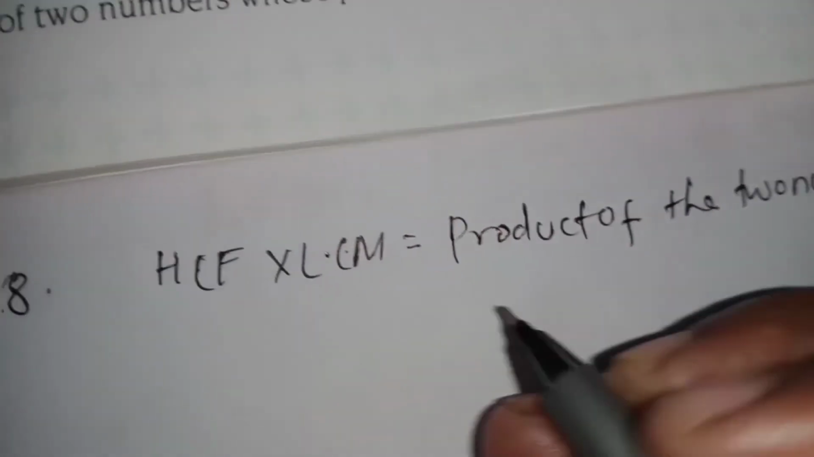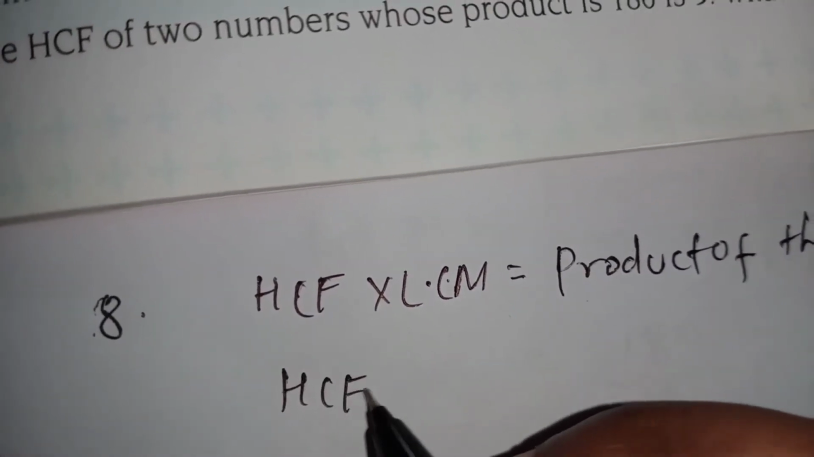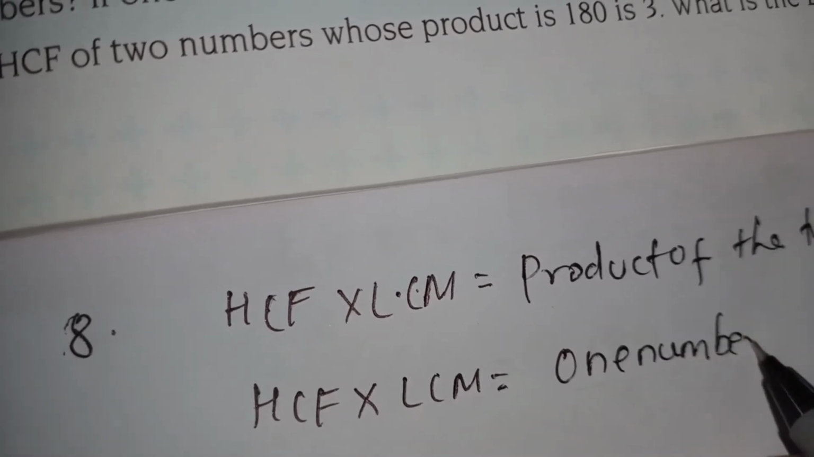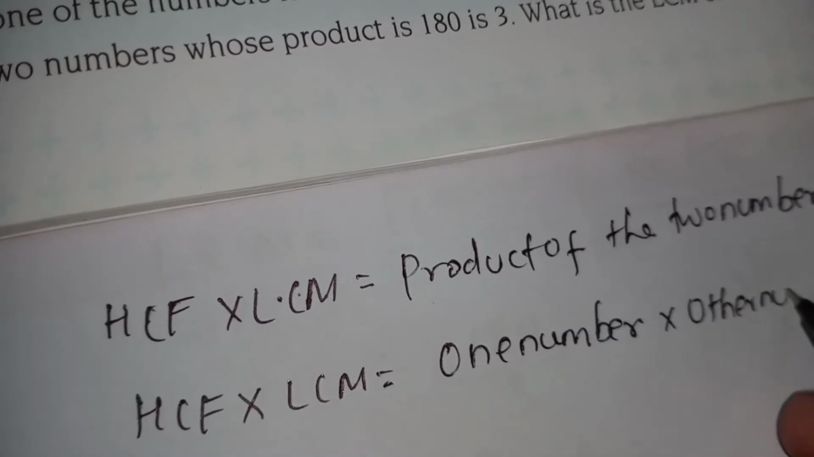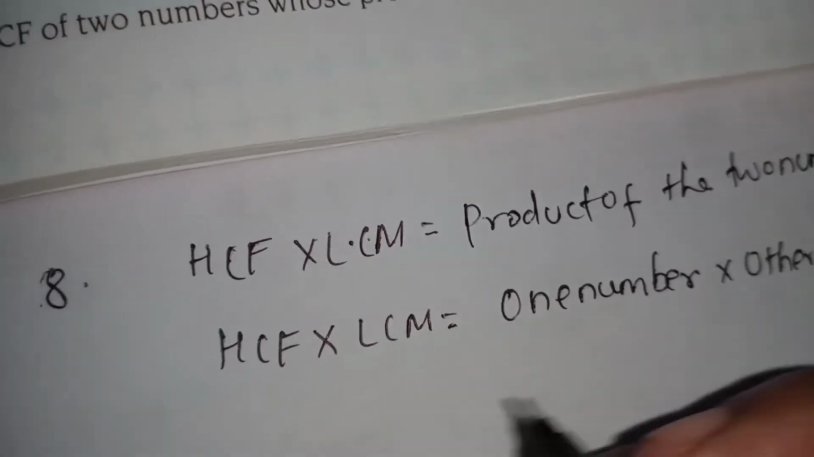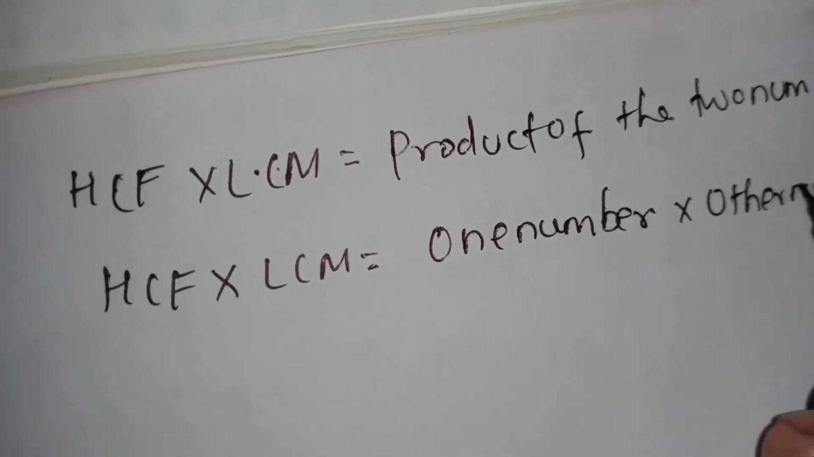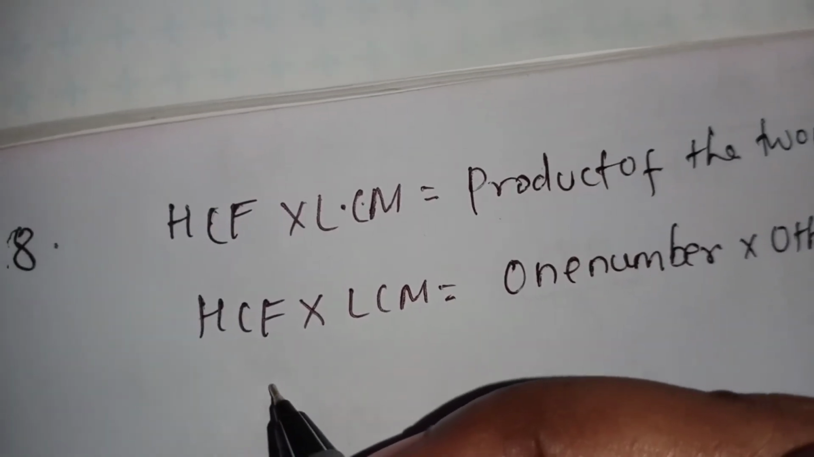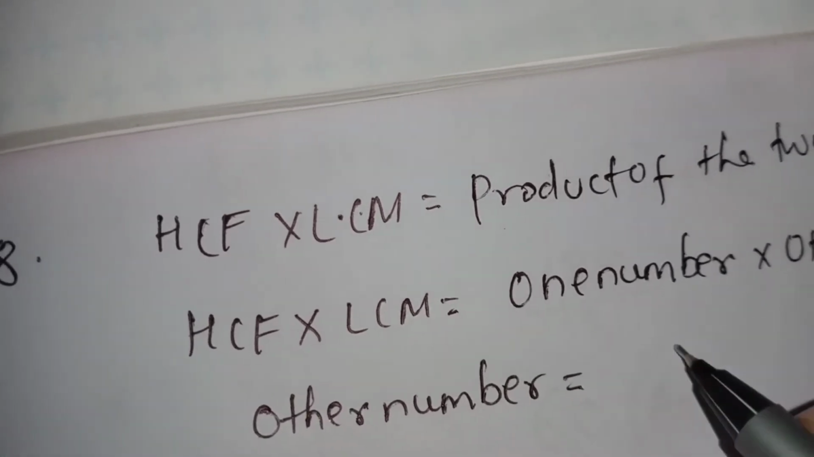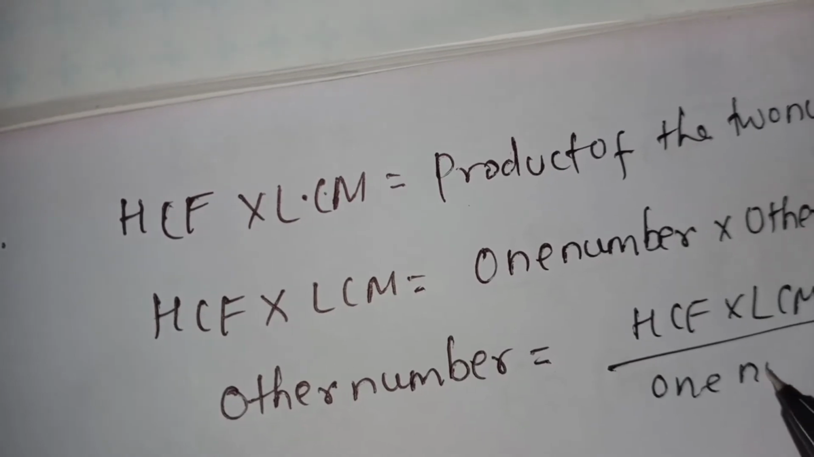Okay, so here they have asked one number into other number, so we can break this formula also. It equals one number into other number. They are asking us two things: one is the product of the two numbers, and the other is the other number. To find the product, we need the other number also. They have given us one number, we need the other number also. So how to find the other number? Other number is equal to HCF into LCM by one number.